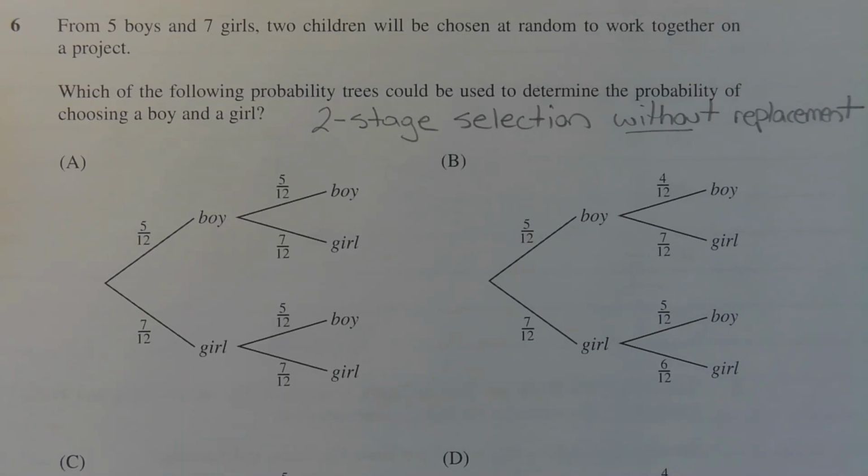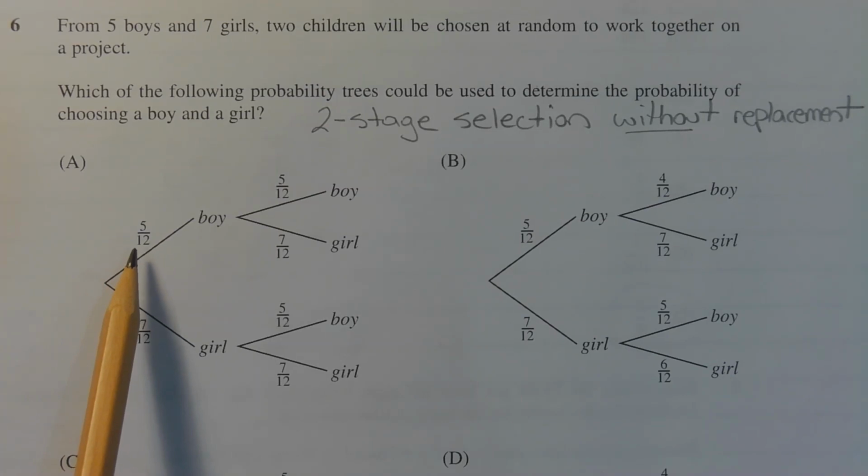In the first stage, there are 12 people to choose from, 5 boys and 7 girls, which means that the denominators of the fractions that represent the probabilities in the first stage should be 12.